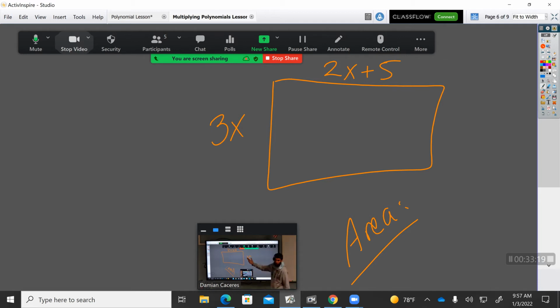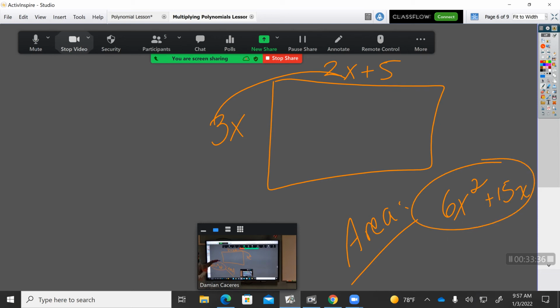So distribute in your head. What do you get? 6x what? To the second power, because when you multiply 3x times 2x, 6x squared. Plus what? Plus 15x. Simple? This is all that's on the worksheet. What we did right now, examples.